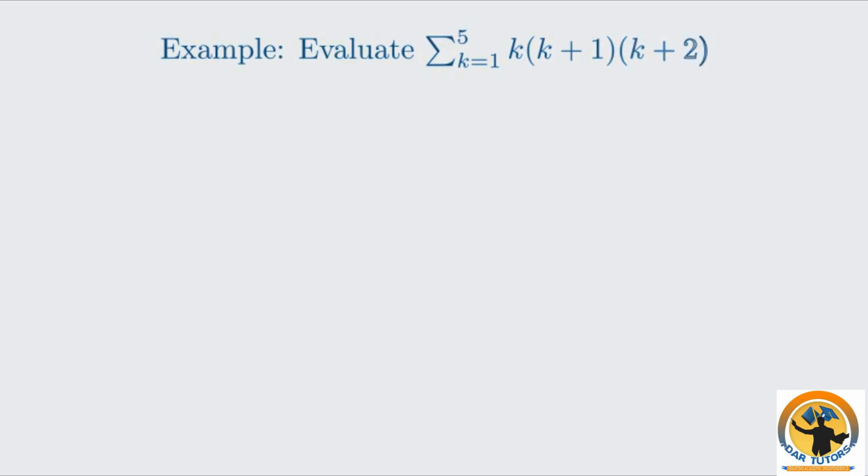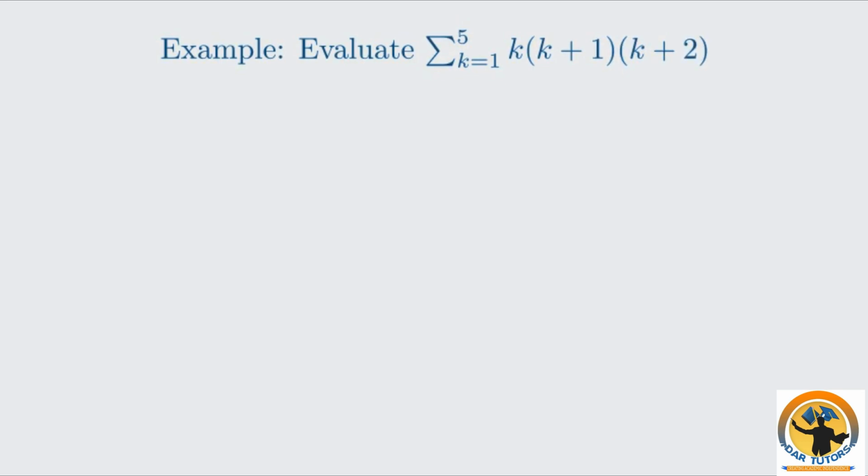Let's work through a more complex example that combines these properties. Our goal is to evaluate a series with a quadratic general term. We need to evaluate the sum from k equals 1 to 5 of k times the quantity k plus 1 times the quantity k plus 2.